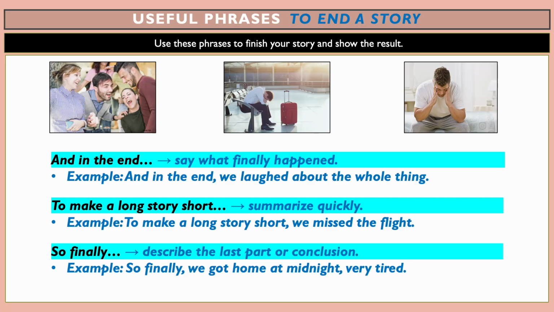2. To make a long story short is used to summarize quickly. For example, to make a long story short, we missed the flight. 3. So finally is used to describe the last part or conclusion. For example, so finally we got home at midnight very tired.